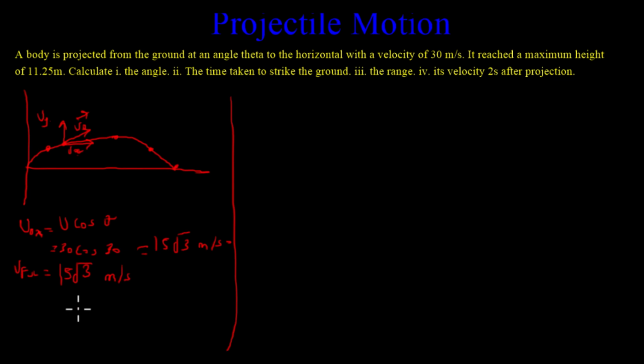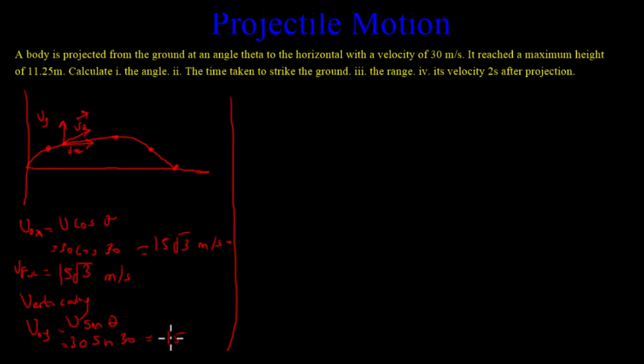Now, the vertical component, how do we find the vertical component? Vertically, V initial of y is given as V sine theta. And what is V? That's 30 sine 30. So this is V naught of y. And if we press this in our calculator, we'll see that 30 sine 30 gives us exactly 15.